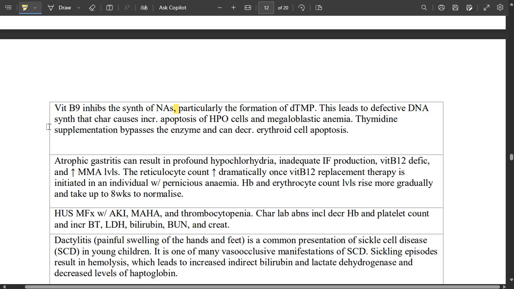This leads to defective DNA synthesis, because dTMP is not formed. This characteristically causes increased apoptosis of hematopoietic cells and megaloblastic anemia. Thymidine supplementation bypasses this enzyme and can decrease erythroid cell apoptosis.